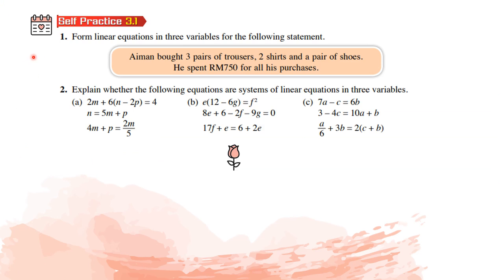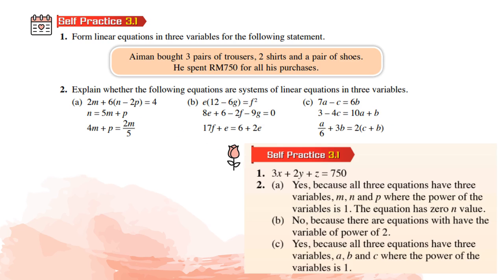Okay, so now you please try self-practice 3.1, question number 1 and question number 2. The first one, form a linear equation in three variables. You can refer to the previous example. And number 2, explain whether these three sets are a system of linear equations in three variables or not, and give reasons. You can check your answer here.